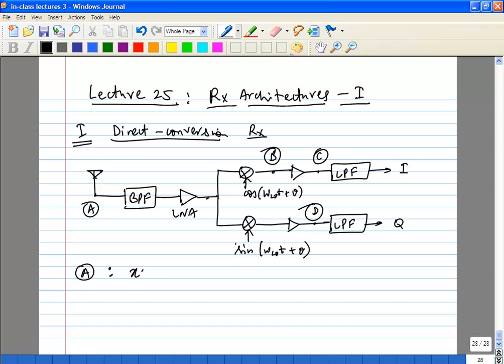Okay, so X of t, that is your received signal. We just use the polar form for now. So it's A of t cos of omega LO t plus phi of t. I have written omega LO because omega RF is the same as omega LO. It's a direct conversion receiver.